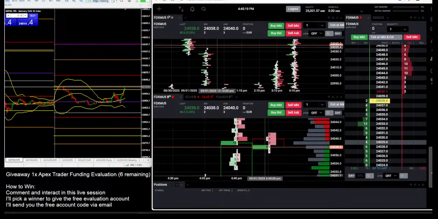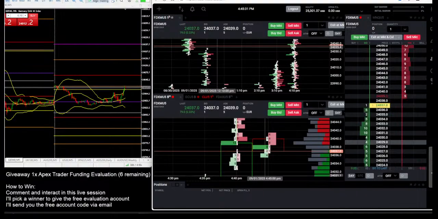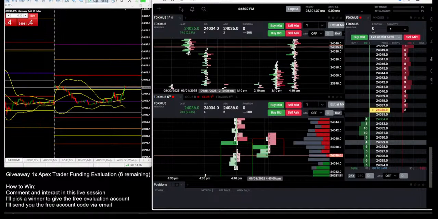As always, we're going to review the FDAX Mini. We're trading an Apex Trader Funding account of 25k. It's an evaluation. We're aiming for a target total balance of $26,500. So we're about 20% to target at the moment.